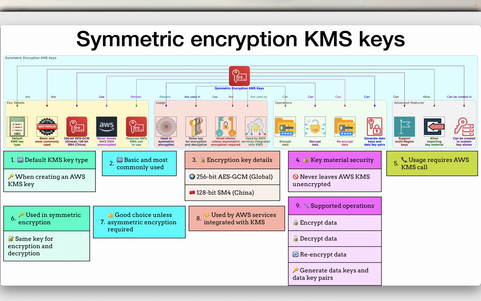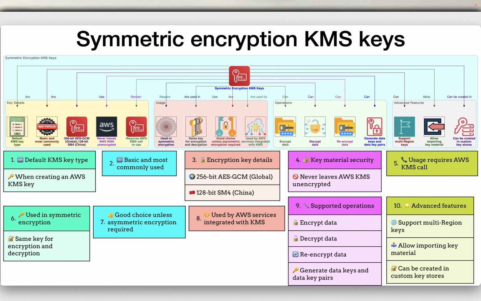You can use a symmetric encryption KMS key in AWS KMS to encrypt, decrypt, and re-encrypt data and generate data keys and data key pairs. You can create multi-region symmetric encryption KMS keys, import your own key material into a symmetric encryption KMS key, and create symmetric encryption KMS keys in custom key stores.